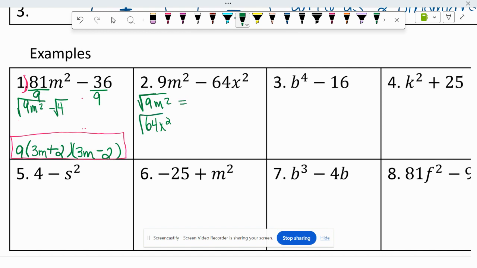All right. Delilah, what is the square root of 9? Yeah, 3. So that's going to give me a 3m. Carla, square root of 64. Awesome. 8. So that's going to be 8x. Jansen, you feel like you can tell me how to write the product of these two binomials? What am I going to do? No? Okay. Kaden, you feel like you can write it out?